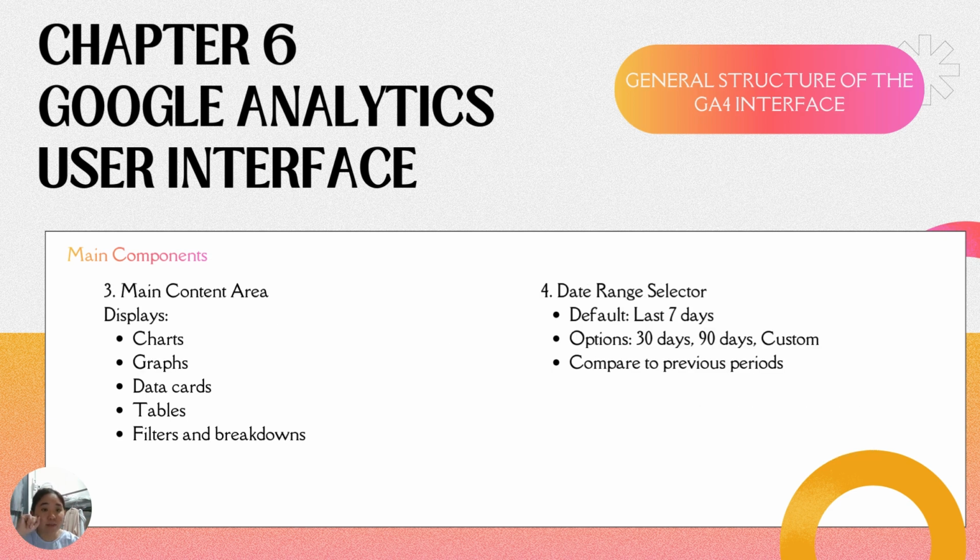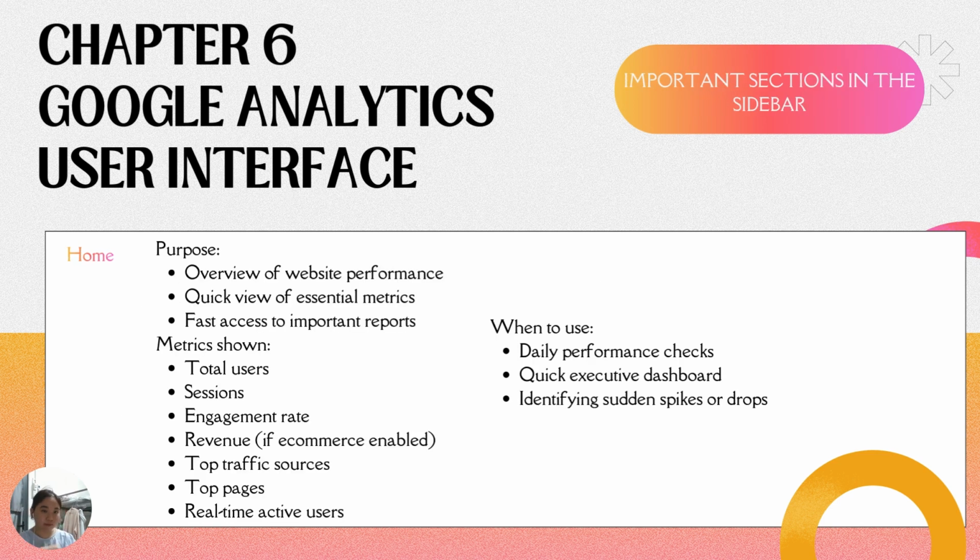The third one is the main content area, which displays the charts, graphs, data cuts, tables, filters, and breakdowns. The fourth is the date range selector, where the default is the last 7 days option. You can choose 30 days, 90 days, or customize it and compare to the previous periods.